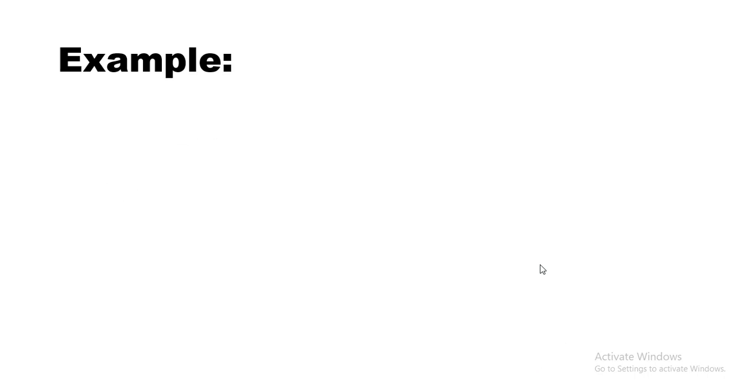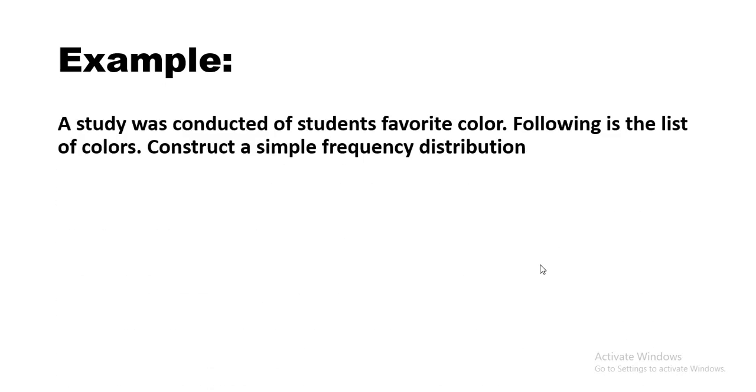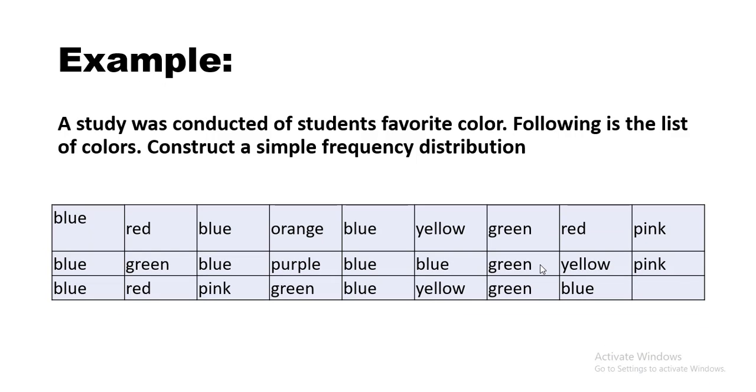We will be looking at another example. A study was conducted of students' favorite color. Following is a list of colors. Construct a simple frequency distribution. Simple frequency distributions are also constructed for qualitative data, the data which represents quality in nature. As you can see, we are talking about colors. So this is the list of colors that has been given to us after the study, and they have asked us to organize it into a simple frequency distribution.